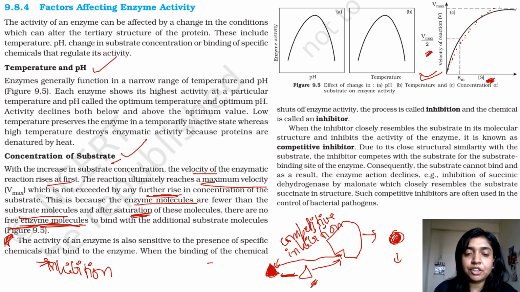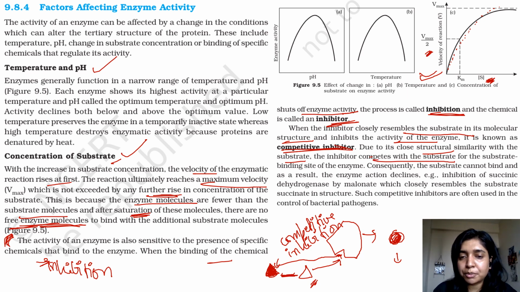So, when the binding of chemicals shuts off enzymatic activity, it is known as inhibition, and the chemical is known as the inhibitor. When the inhibitor closely resembles the substrate in its molecular structure and inhibits the activity, it is known as a competitive inhibitor. Due to its close structural similarity with the substrate, the inhibitor competes with the substrate for the substrate binding site. Consequently, the substrate cannot bind. As a result, the enzyme action declines.